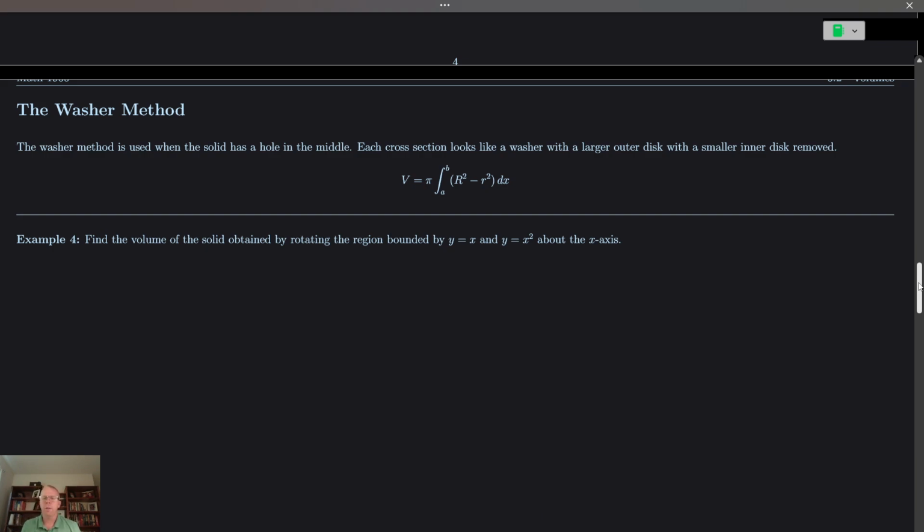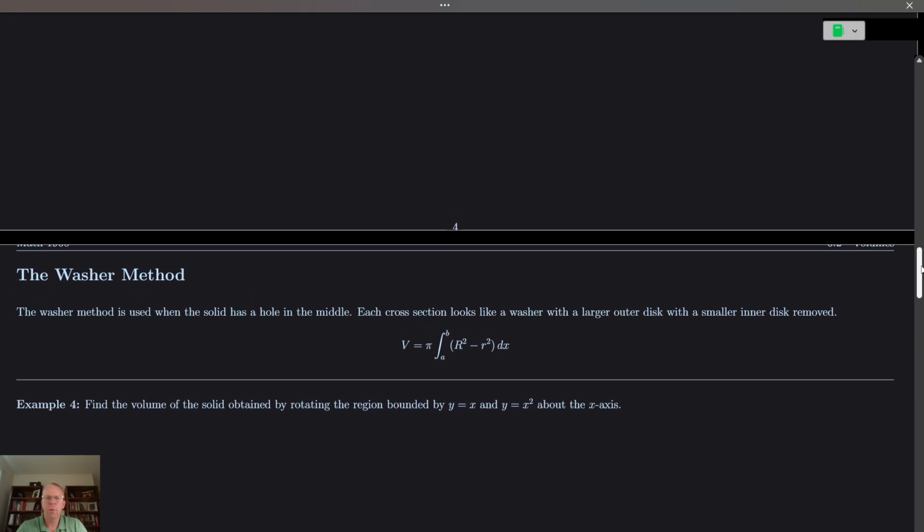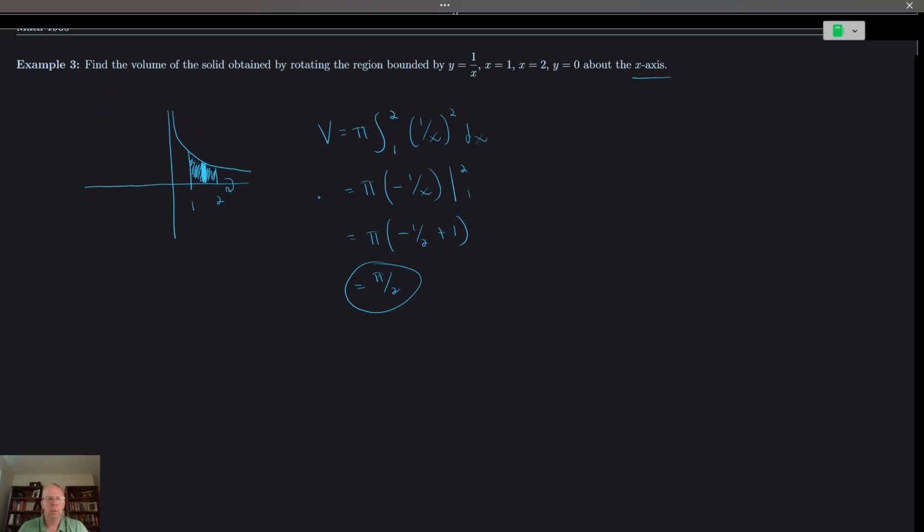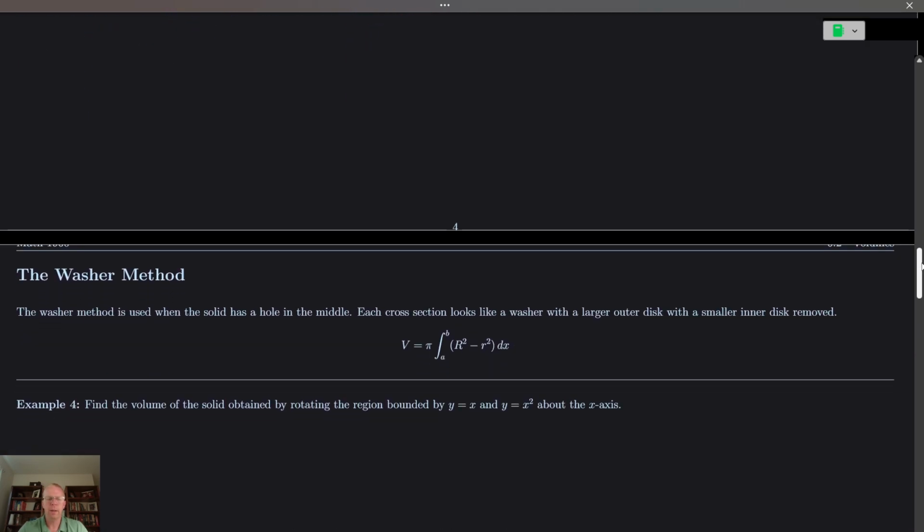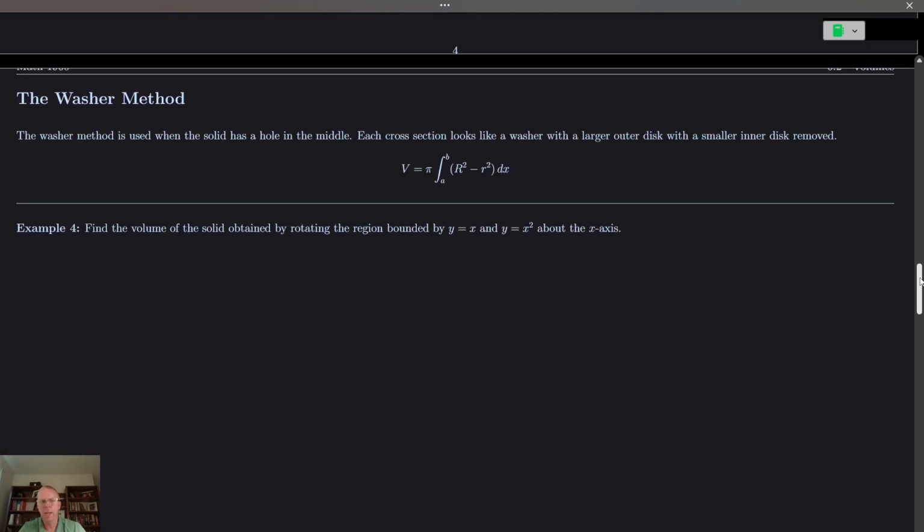The next part of this section on volume, finding volume of odd shapes, is called the washer method. The washer method is used when the solid has a hole in the middle. You use the disk method when you're rotating a region around an axis of rotation and it creates a solid, as we looked at in the first video. There's no gap in the middle. The washer method is a little different because now we're going to have a hole in the middle.